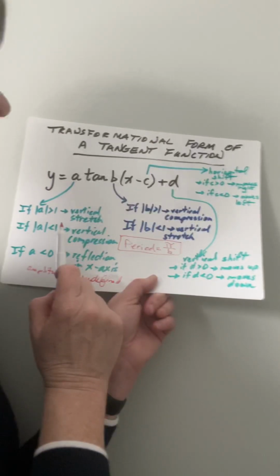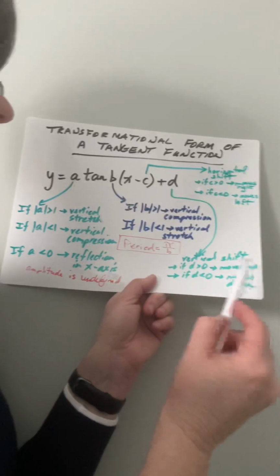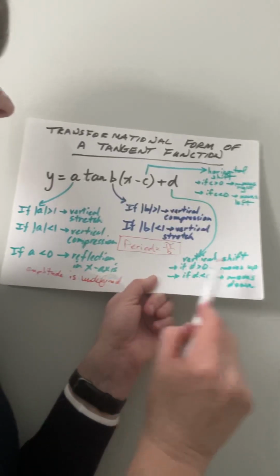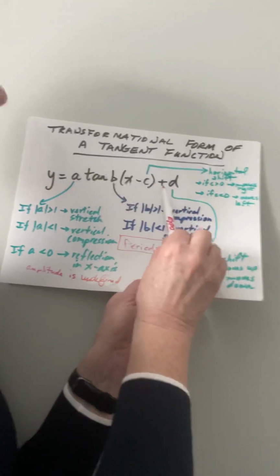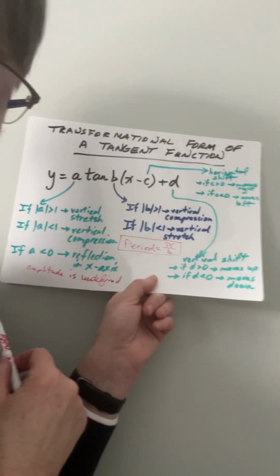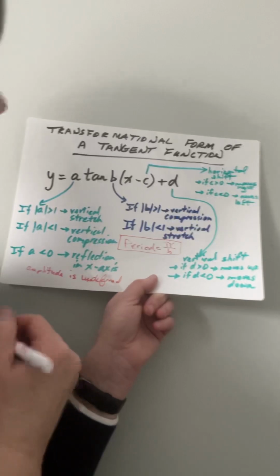d is the vertical shift. If d is bigger than 0, it's positive, it moves up. If d is smaller than 0, it moves down, just like it looks, because this is a plus sign in this formula. So there's the transformational form of a tangent function.